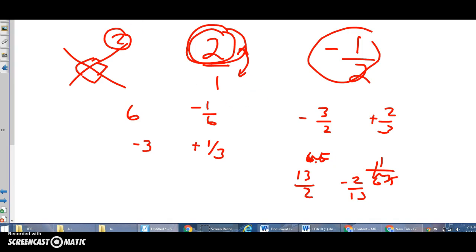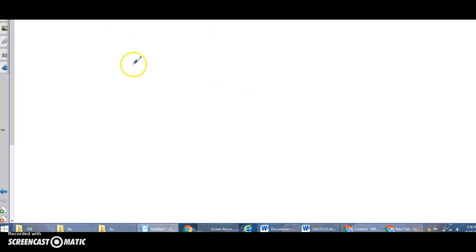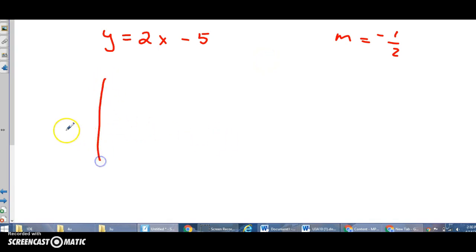Okay, so the same sort of questions. If I said, what is the line that is perpendicular to this line? What is the slope of a line that's perpendicular to this line? My m is going to be negative 1/2.